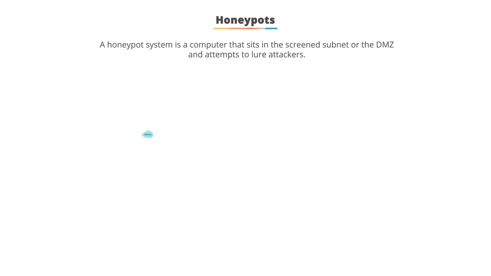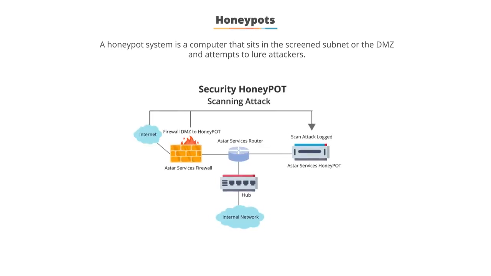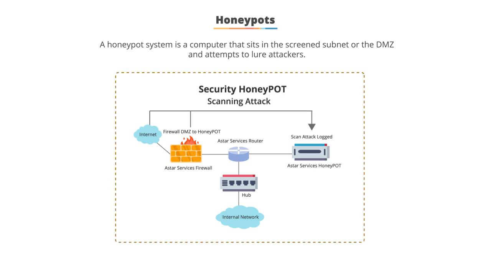A honeypot system is a computer that usually sits in the screened subnet or the DMZ, or demilitarized zone, and attempts to lure attackers to it instead of to the actual production computers. To make a honeypot system lure attackers, administrators may enable services and ports that are popular to exploit. Some honeypot systems have services emulated, meaning that the actual service is not running, but software acts like those services are available.